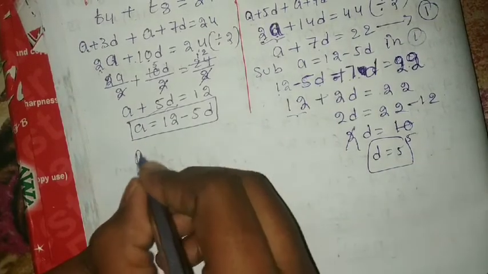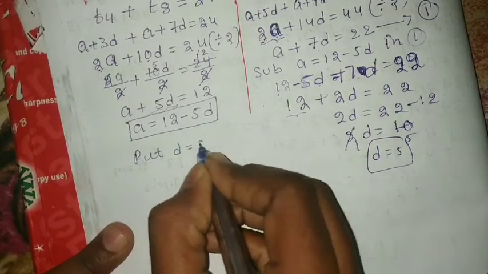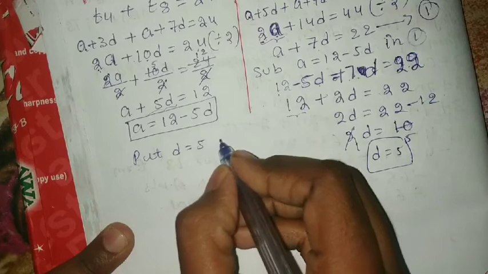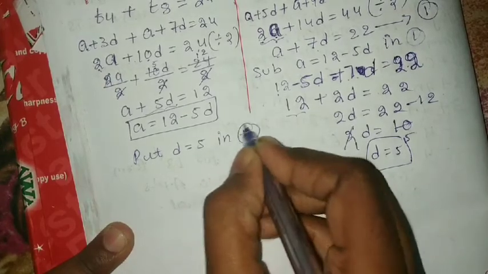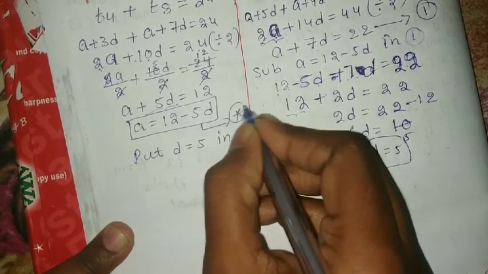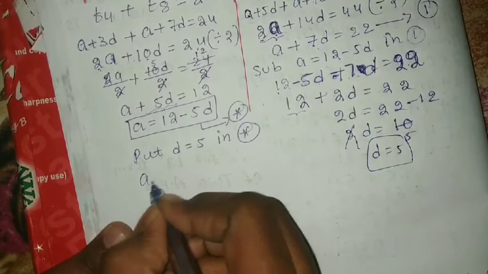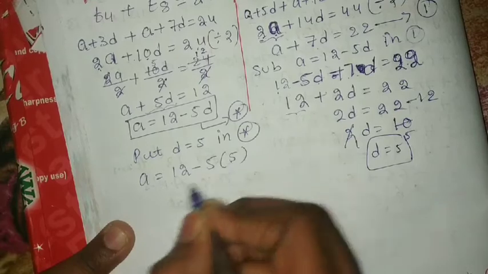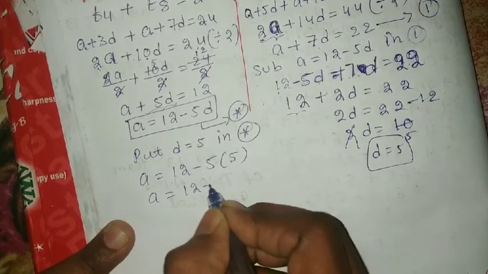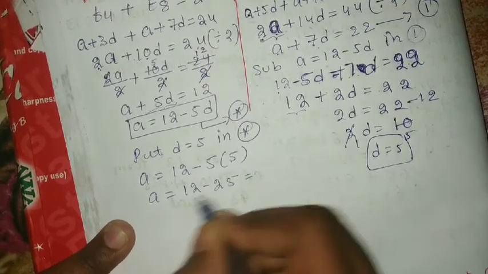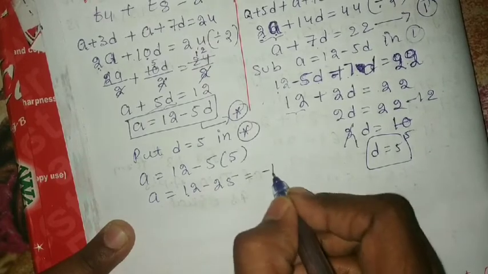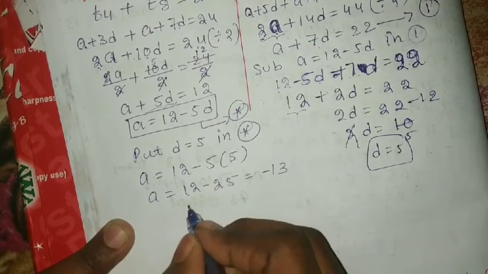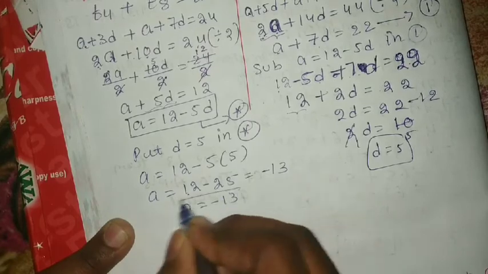So now come here. Put D is equal to 5 in star. Just keep this as equation star. A is equal to 12 minus 5 into D, D is 5. A is equal to 12 minus 25. What is our result here? 12 minus 25 we get minus 13. A is equal to minus 13.